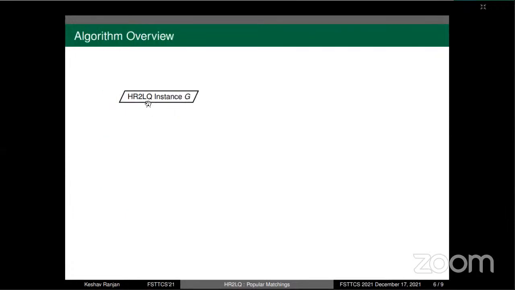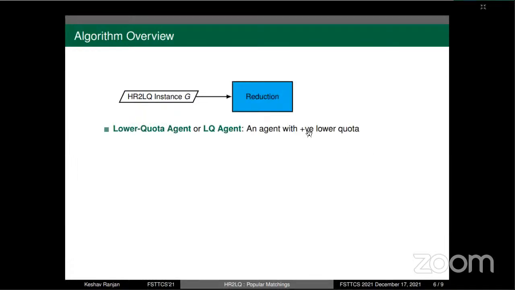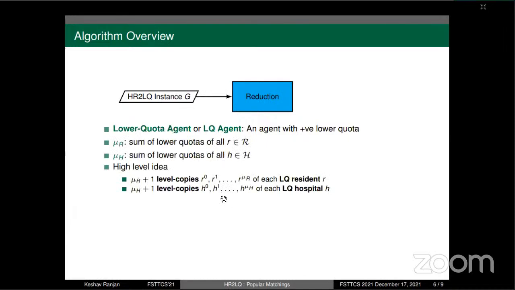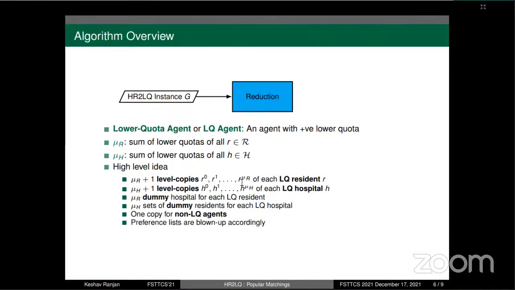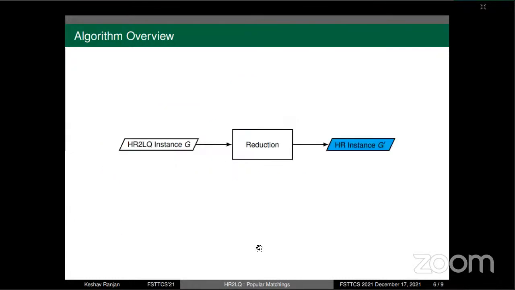Here we are given an HR to LQ instance G, and we use a reduction procedure. Assuming that an agent with positive lower quota is called a lower quota agent or LQ agent, we create a sufficiently large number of level copies of each lower quota agent. We call these level copies level 0 copy, level 1 copy, and so on. To ensure feasibility, we also create a sufficiently large number of dummy agents corresponding to each lower quota agent. For non-lower quota agents, we create only one copy. Because of these multiple level copies, the preference list of each agent is blown up. And here, no agent has a lower quota, so every agent only specifies an upper quota, and hence we get an HR instance G prime.